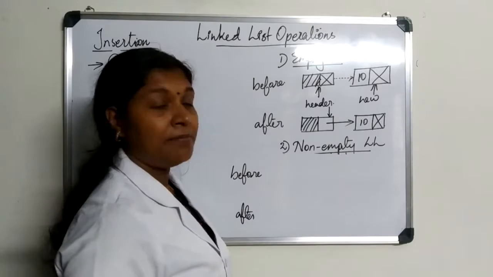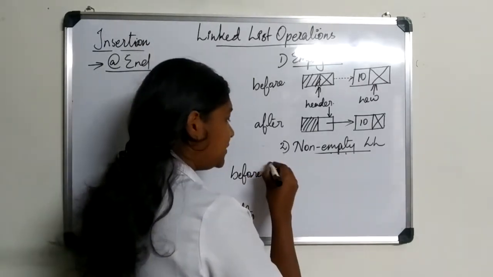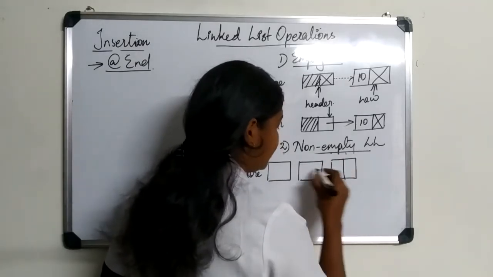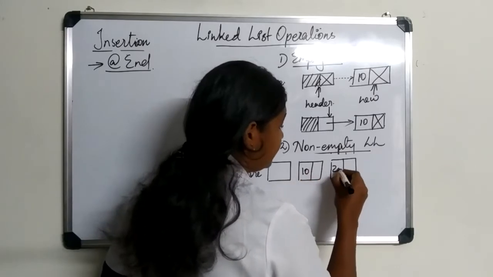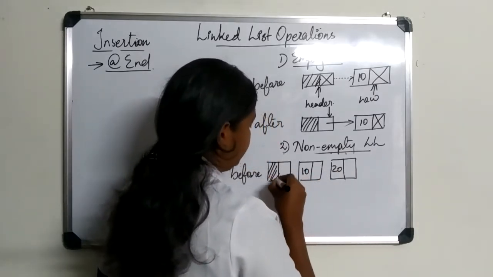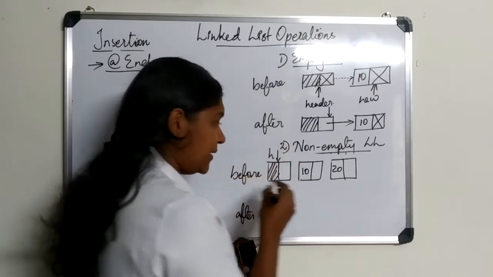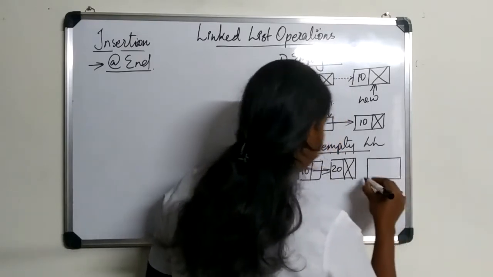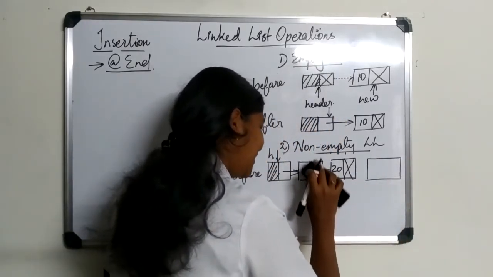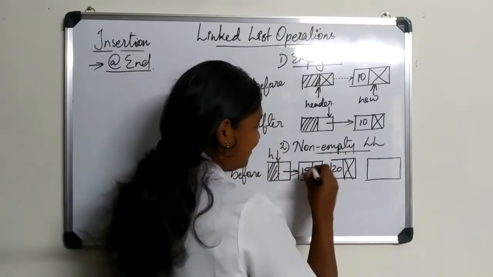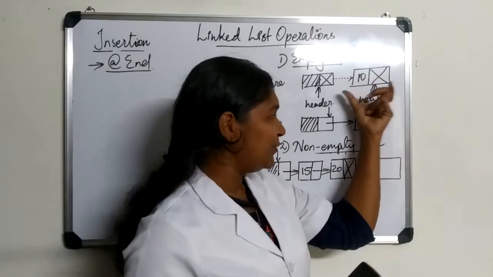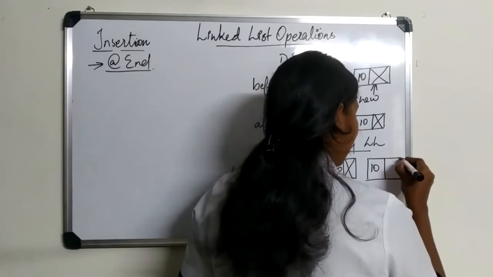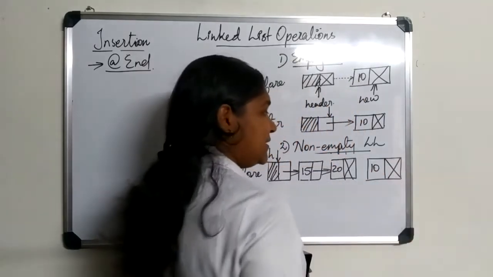Then considering the non-empty linked list. Before insertion, we are considering the diagram. Three nodes are enough, say 10, 20. For easiness, I am writing only H. I am always writing the first element as 10, so let it be 15 for the new node, because we need to make the new node uniform always. So the new node to be inserted, let it contain element 15. So the explanation for all the cases could be the same.